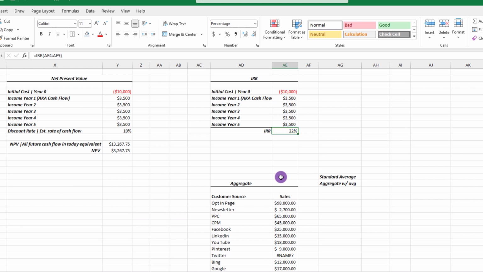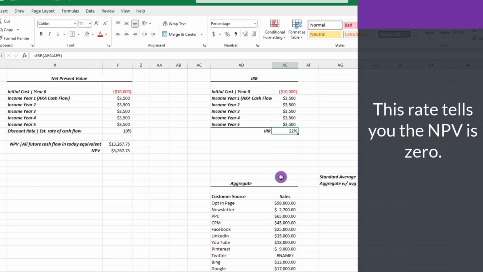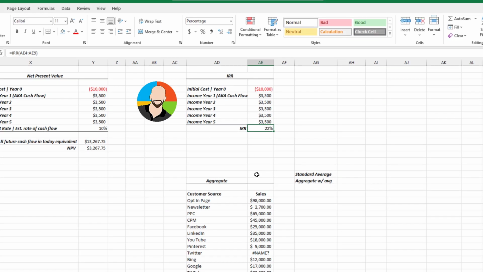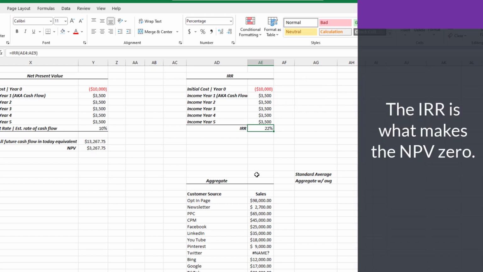This is where the NPV comes into play. With this rate, it tells you the NPV is 0. You get nothing, you gain nothing, and you lose nothing. Here's how the IRR works on a conceptual level. The main question with the IRR is what makes the NPV 0.